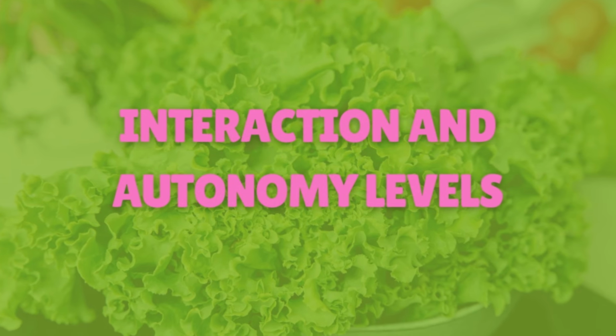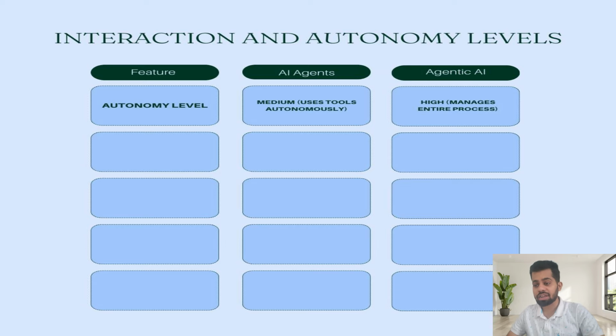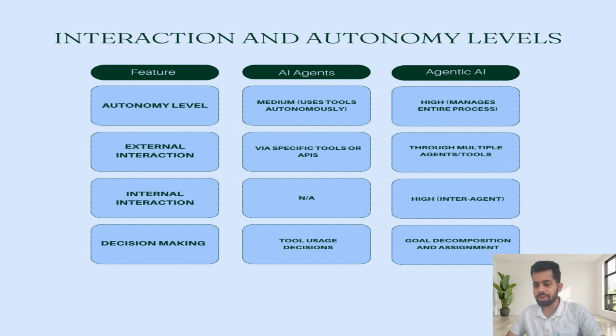Finally, in terms of autonomy and interaction, AI agents have medium autonomy, interacting via APIs or making tool calls which make tool use decisions. Agentic AI is of high autonomy, interacting across agents and tools, making decisions on goal decomposition and task assignment. Let me make some predictions based on what we have learned.